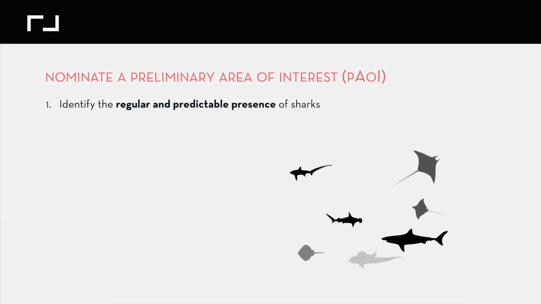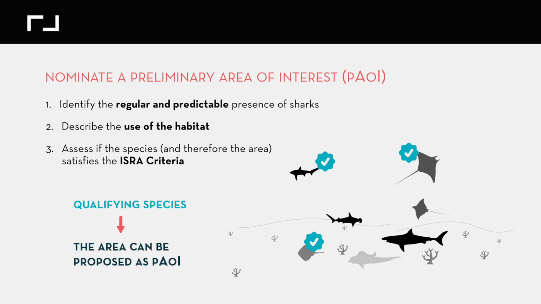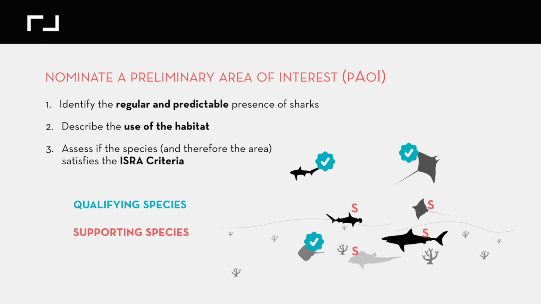To nominate a preliminary area of interest, the first step is to identify the regular and predictable presence of sharks in the area. The second step is to describe the use of the habitat within this area by sharks. The third step is to assess if any of these uses satisfy one or more of the ISRA criteria. If that is the case, these species can be designated as qualifying species and the area can be proposed as a preliminary area of interest. Species that share the area with the qualifying species but that do not qualify for any ISRA criteria are considered as supporting species.